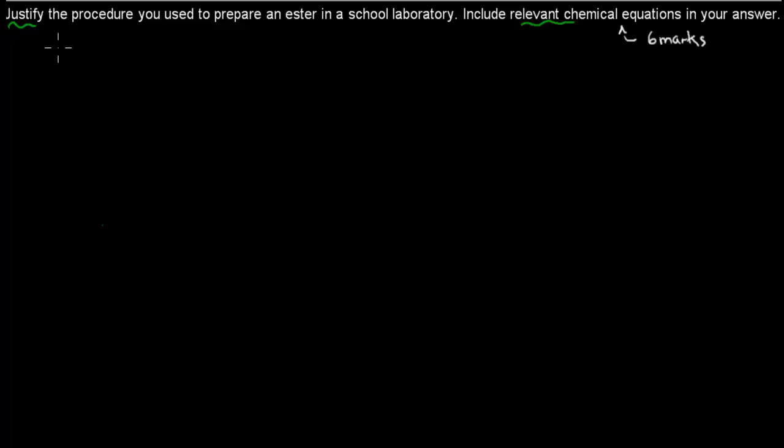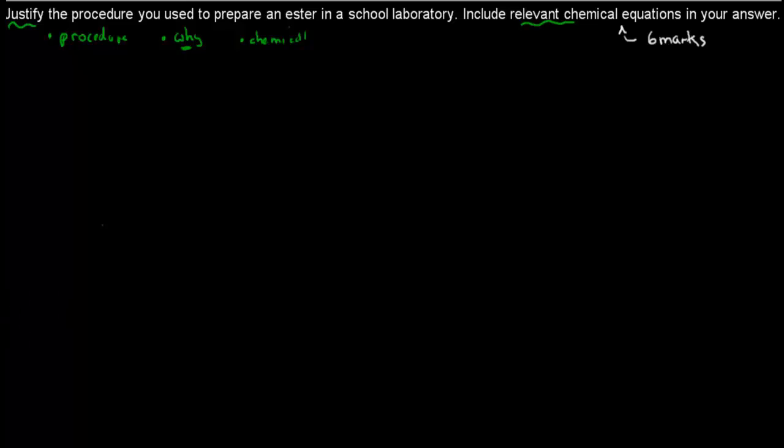So in this case, what I did first is I just quickly talked about the procedure, what we used first, and then I justified it. So why we use that procedure came second. And in between, I had my chemical equation of an alkanoic acid and an alkanol coming together to form an ester. And that will get me the full 6 marks.